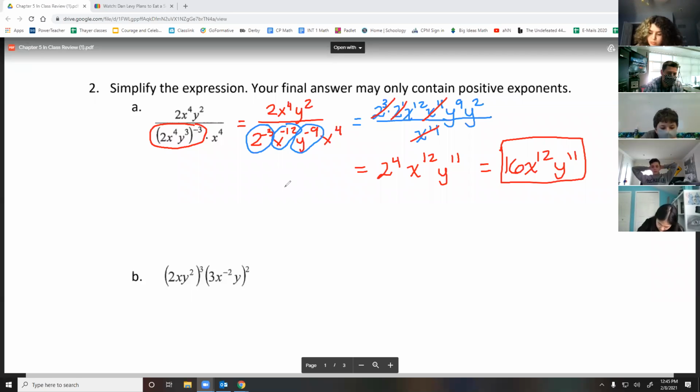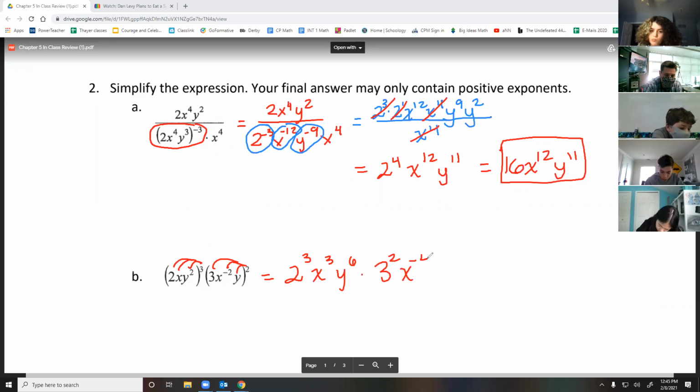Part B, we're first going to do that power to a power property. So you can even draw the distributive property arrows if you want to remind you. So we'll have 2 to the 3rd, x to the 3rd, y to the 6th, times 3 to the 2nd, x to the -4th, y to the 2nd.